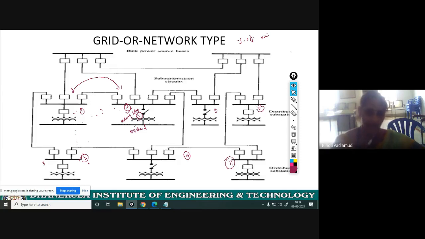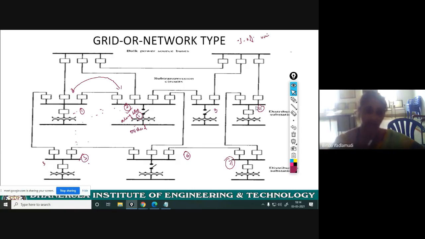If the service area is a limited area, and it does not require more complexity, and the control needs to be easy, then we will go with a radial system. If it is a prime location, and the supply is a crucial point, and we must provide it without any interruption, then we'll go for a grid or network type of arrangement, even if it is costly.